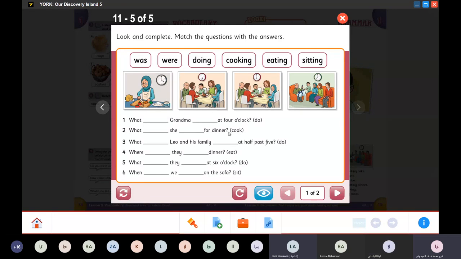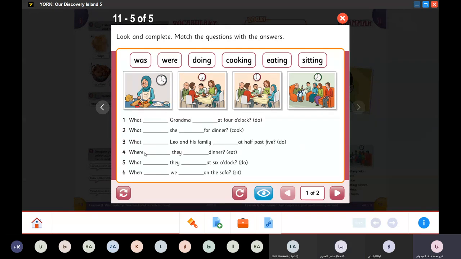Selma? Yes, Selma, do number three. What was? Wait, be careful. Here we've got Leo and his family. What do we use, was or were? Were. Awesome. So what were Leo and his family doing? Very good. What were Leo and his family doing at 5:30? Wonderful. Excellent, Selma. Great job.